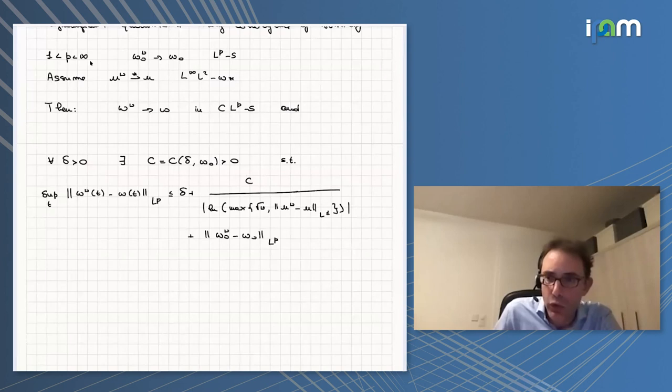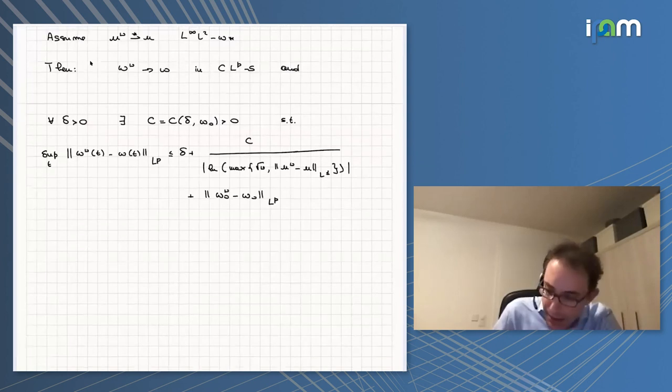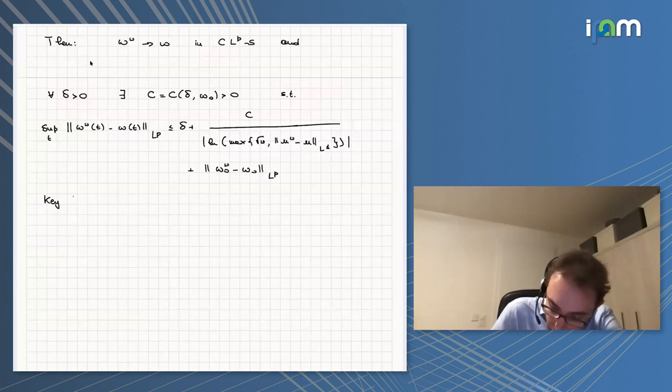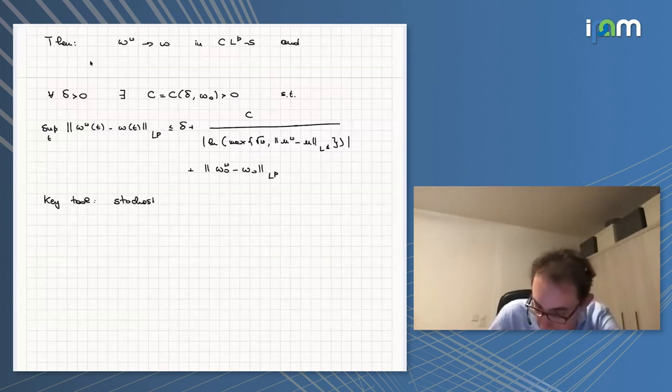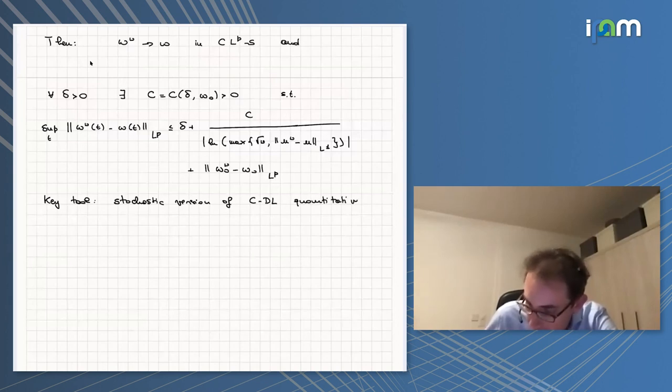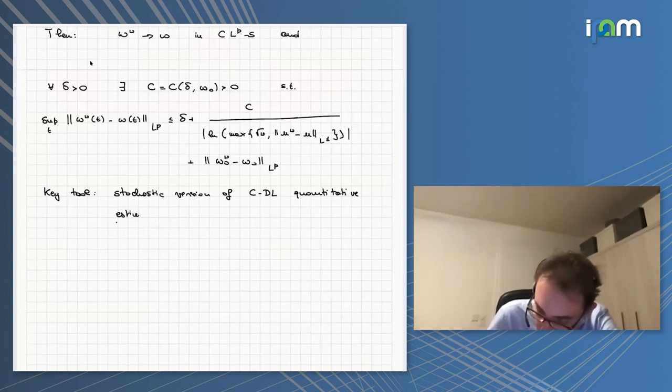I think I have no time to say a lot about the proof, but let me just state what the key tools are. The key tool in the proof is a sort of stochastic version of the so-called quantitative estimates for ordinary differential equations with Sobolev vector fields, which was derived almost 10 years ago together with Camillo De Lellis.